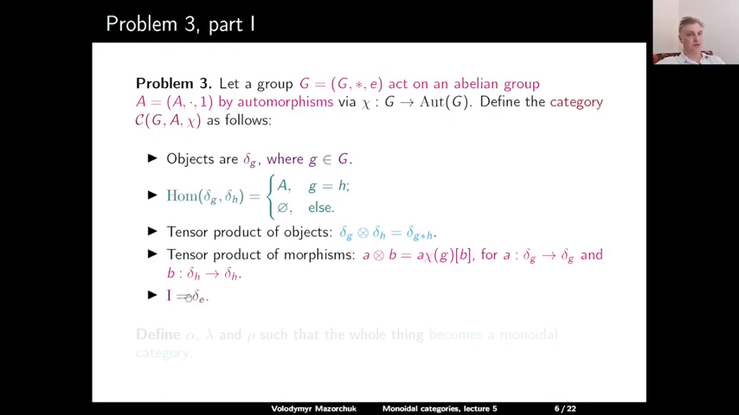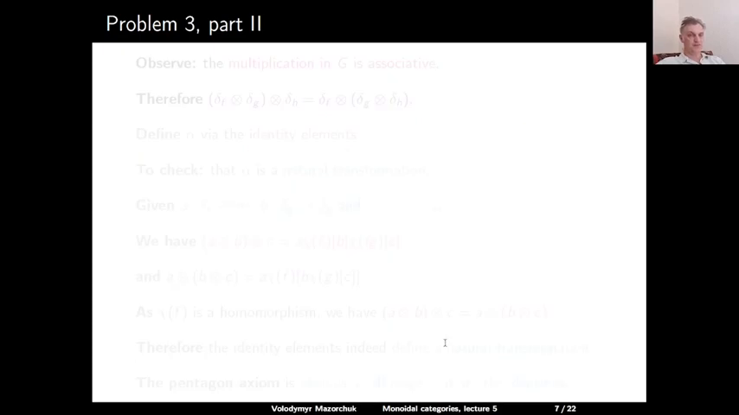The identity object in this category is delta e, where e is the neutral element in G. The assignment is to define alpha, lambda, and rho such that the whole thing becomes a monoidal category. Solution. Let us first note that G is a group, so the multiplication in G is associative.